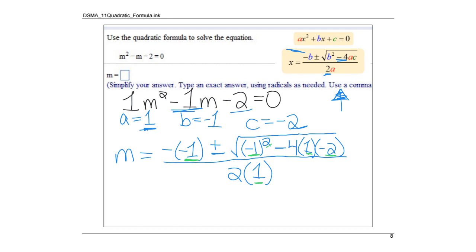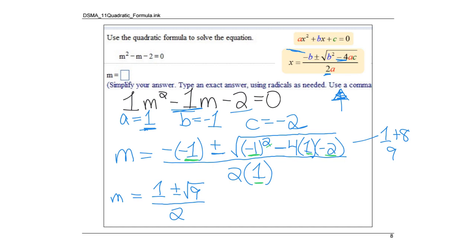Okay, so now we have to clean this up a little bit. So what we're going to do is we have m is equal to, well, the negative of -1 is +1, plus or minus, and then we have the square root. So inside the square root, we have 1. Let's do it over here. We have 1, and then -4 times -2 gives me a +8. And so therefore I have a 9 under the radical. Look at that, that's a perfect square. So we're going to take care of that in just a minute. And then finally all divided by 2.